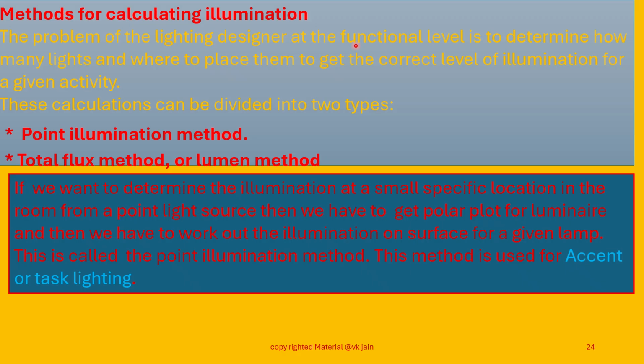If we want to determine the illumination at a small specific location in the room from a point source, then we have to get the polar plot of the luminaire and then we have to work out the illumination on the surface for a given lamp. This is called the point illumination method. This method is generally used for accent lighting.